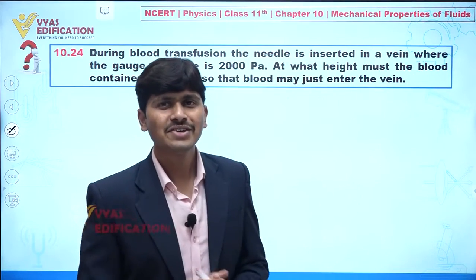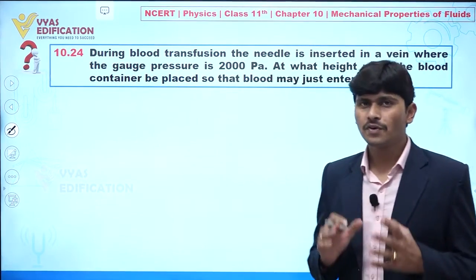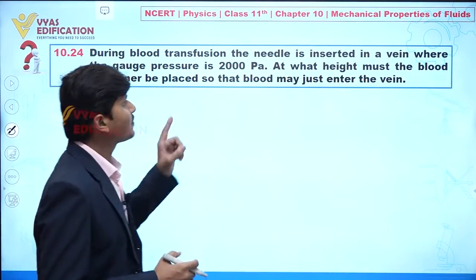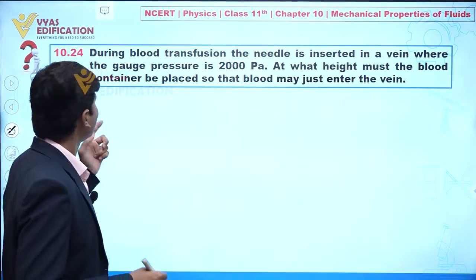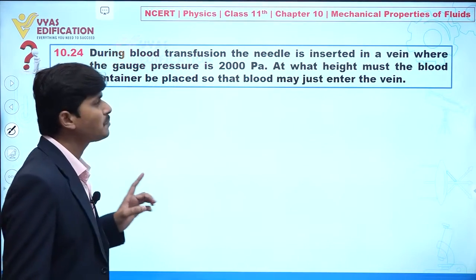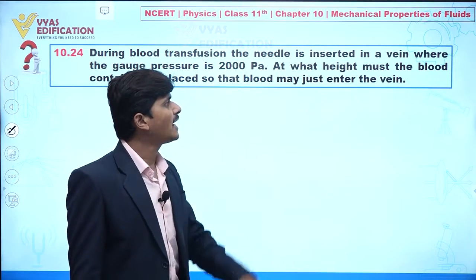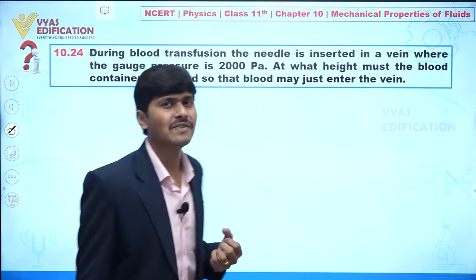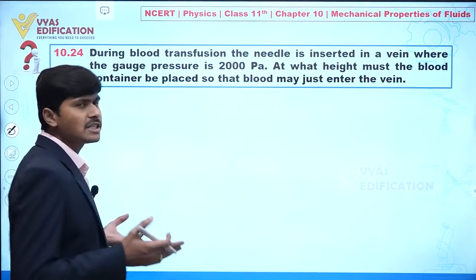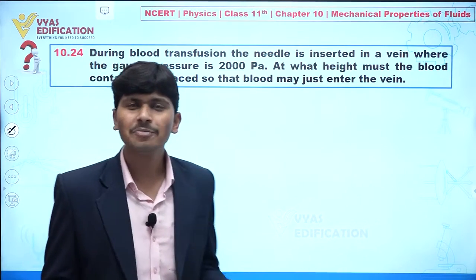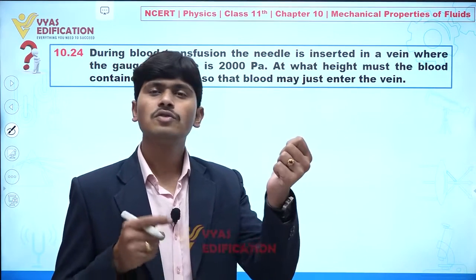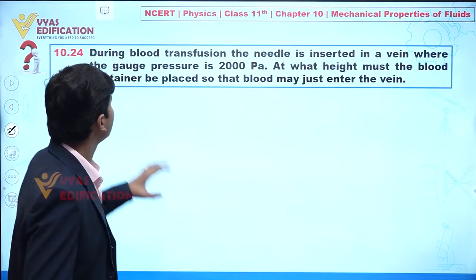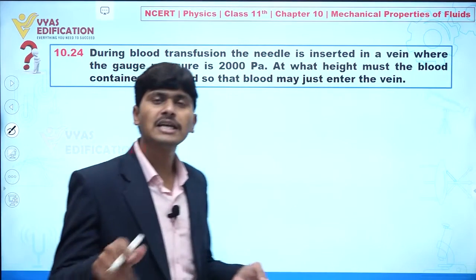Now dear student, we are going to discuss question number 10.24. It is given that during blood transfusion the needle is inserted in a vein where the gauge pressure is 2000 Pascal. At what height must the blood container be placed so that blood may just enter the vein? This is a very simple, practical question. Suppose you insert a syringe in your vein and you are transfusing blood through the needle into your vein.